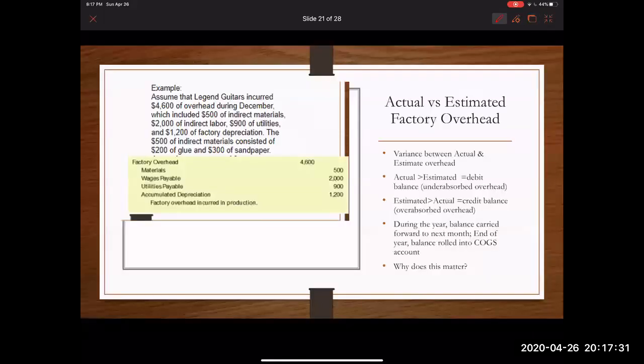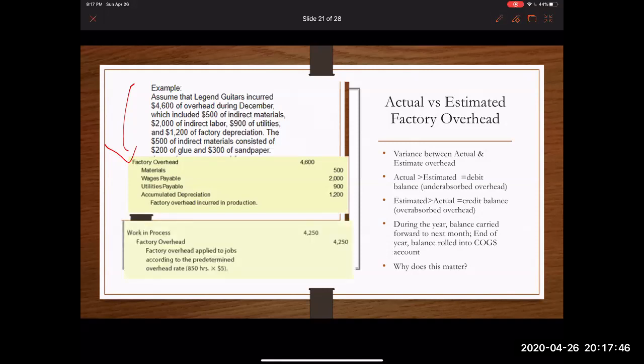Hopefully that makes sense to you. In the very beginning, a couple of slides before, this journal entry represented when the dust settled. This was actual. However, when we first put this job together, we estimated that for this particular job, the factory overhead would be $42.50. Now, let's compare these two numbers. Our estimated amount was $42.50, but the actual came to $4,600.